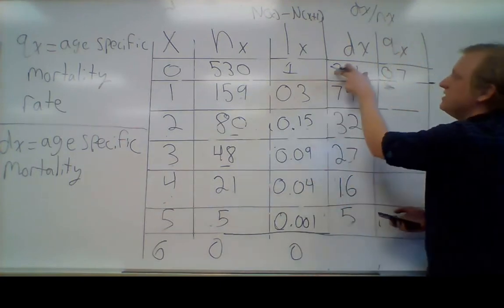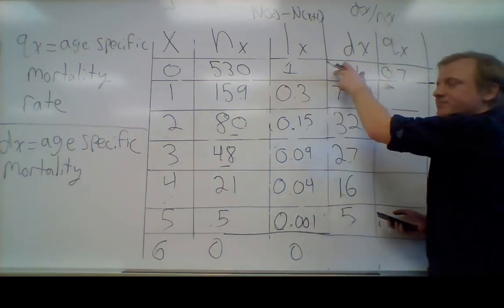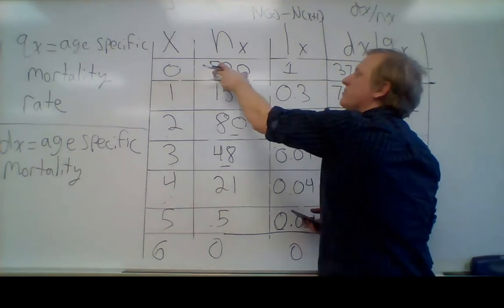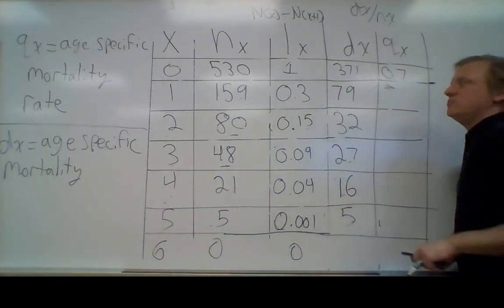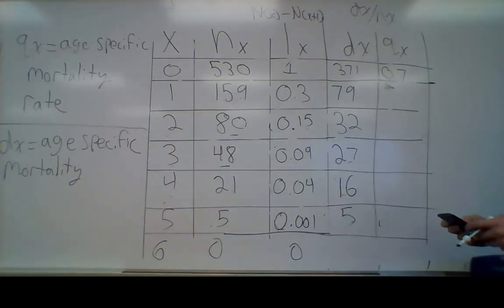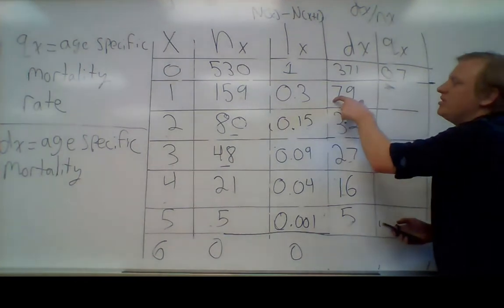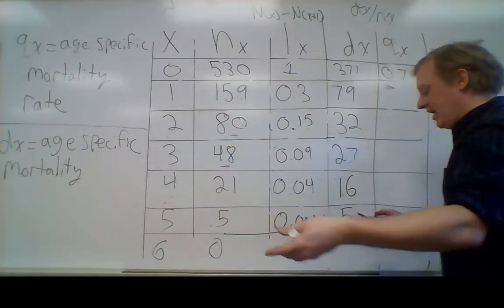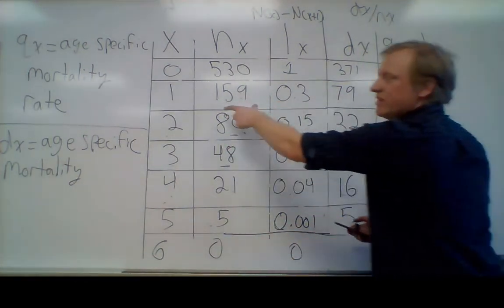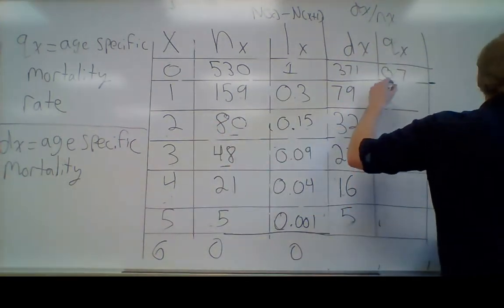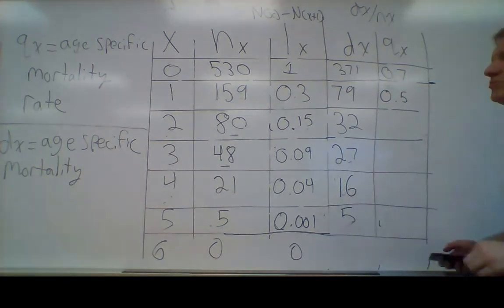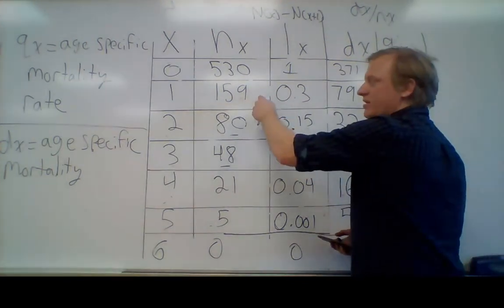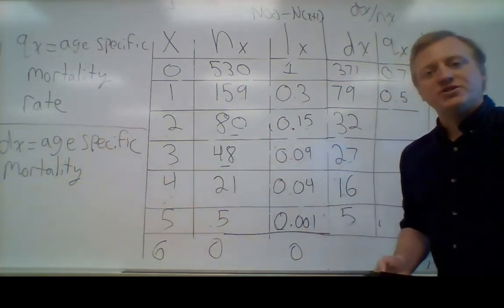So again, you take d of x, which is 371, the number that died, and divide it by the number that you started with. So how are we going to do that for generation 1? What numbers are involved here? So again, how many individuals died out of the number that we had? Well, that's 79 divided by 159, which basically gives us 0.5. Half of the individuals that were alive in generation 1 died before generation 2.